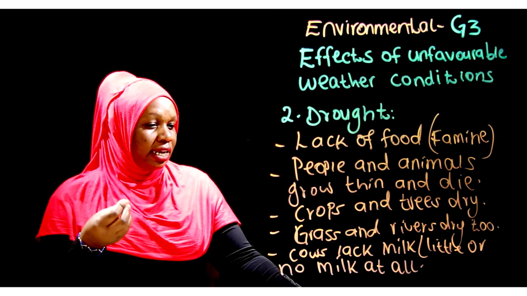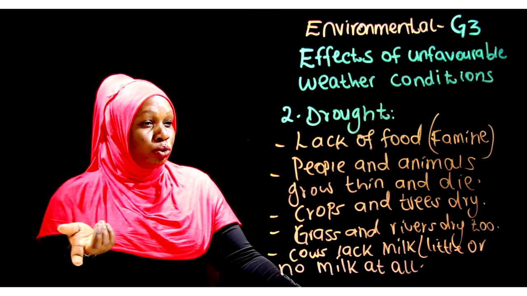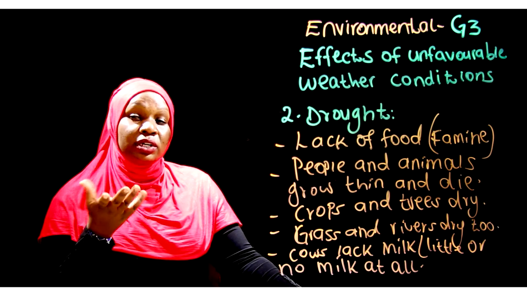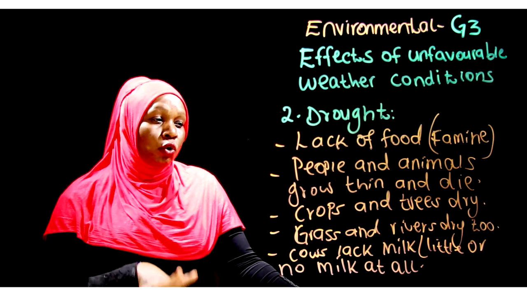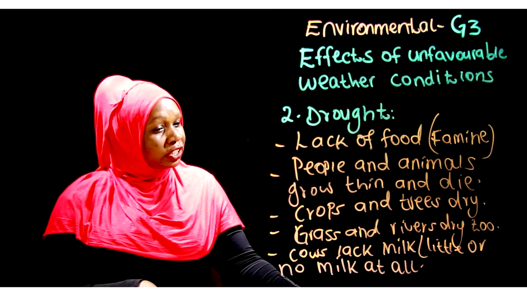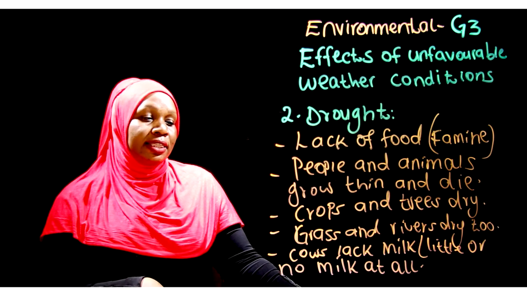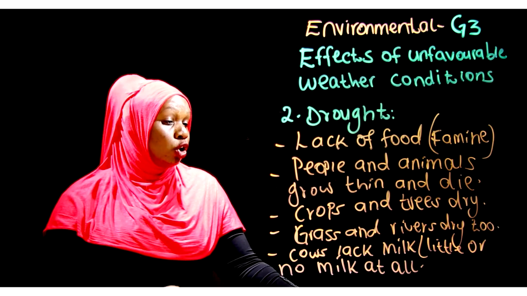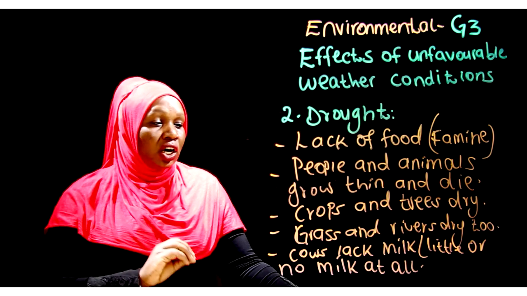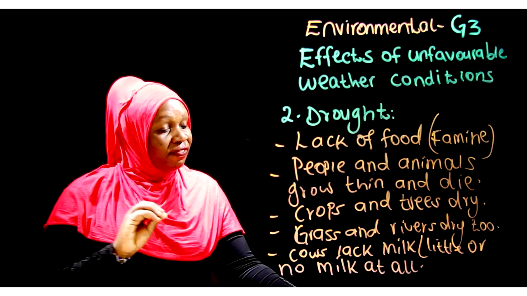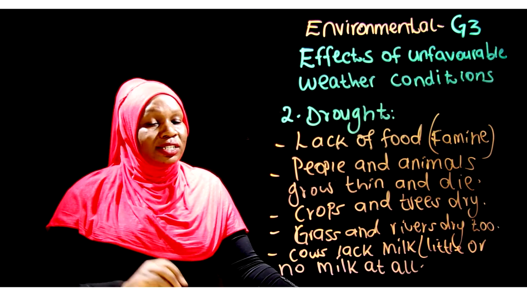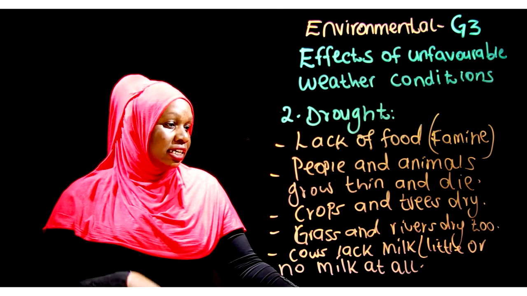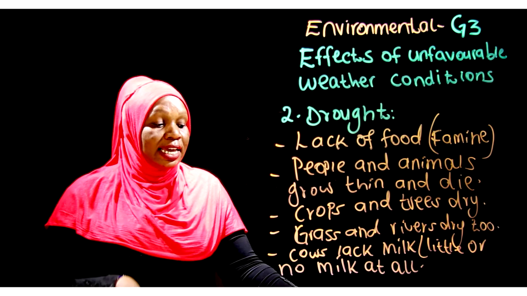So we'll say the drought is really a bad situation, because one, there's lack of food, and that's what you call famine. The second one, people and animals grow thin and they die because they're lacking food, lacking water, and all that. Then the third one is that crops and trees dry because there's too much sunshine for them and they cannot withstand. Then grass and rivers dry too. When grass dries, most of the animals that we keep at home, the cow, the camel, the goat, are really affected. When the rivers dry too, those animals that stay in the water are most likely to die. The last one, cows lack milk, in a situation where they either get little or do not get milk at all.